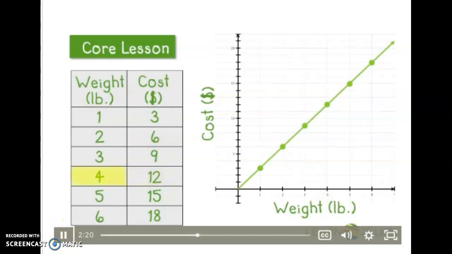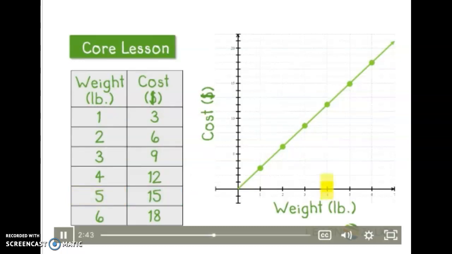A third way to find the unit rate is to look at any ordered pair, such as 4, 12, and then say, okay, suppose at the last minute I decided I wanted to buy 1 additional pound. How many additional dollars would that 1 pound cost? From 12 to 15 is 3 additional dollars, so it's $3 for that 1 pound.